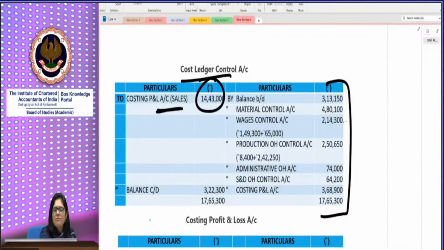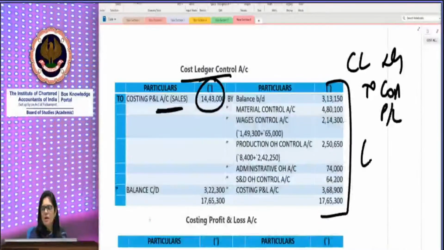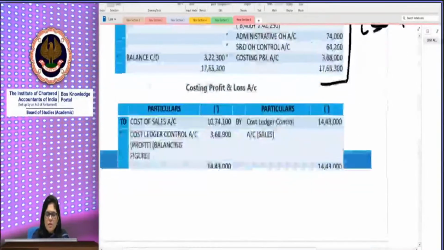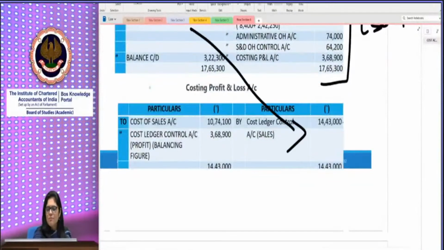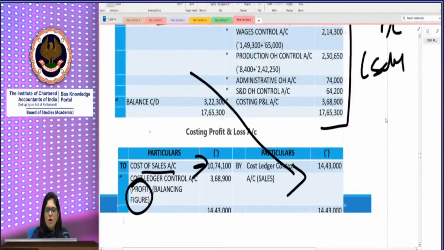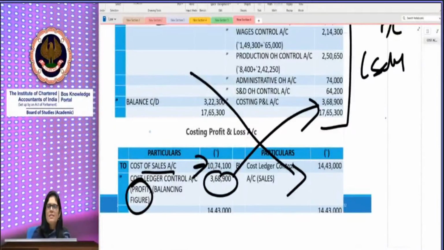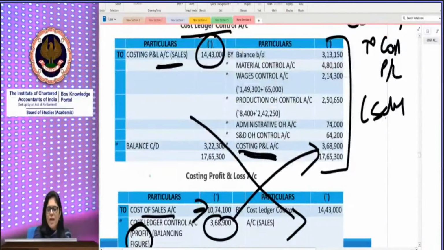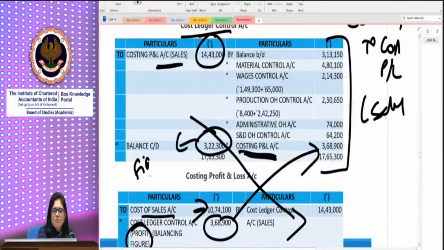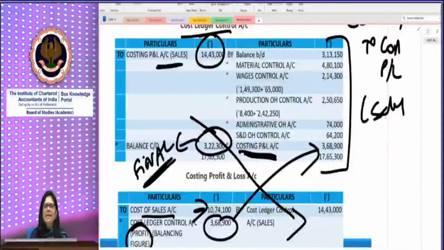This is sales, which I was talking about. So the entry was CL account debit to costing profit or loss account with the sales. See, sales is coming from there, and cost of sales is coming from the cost of sales account. And the profit from costing profit or loss account will again be transferred to cost ledger control account, and the final balance, cost ledger control account will give you the final balance.